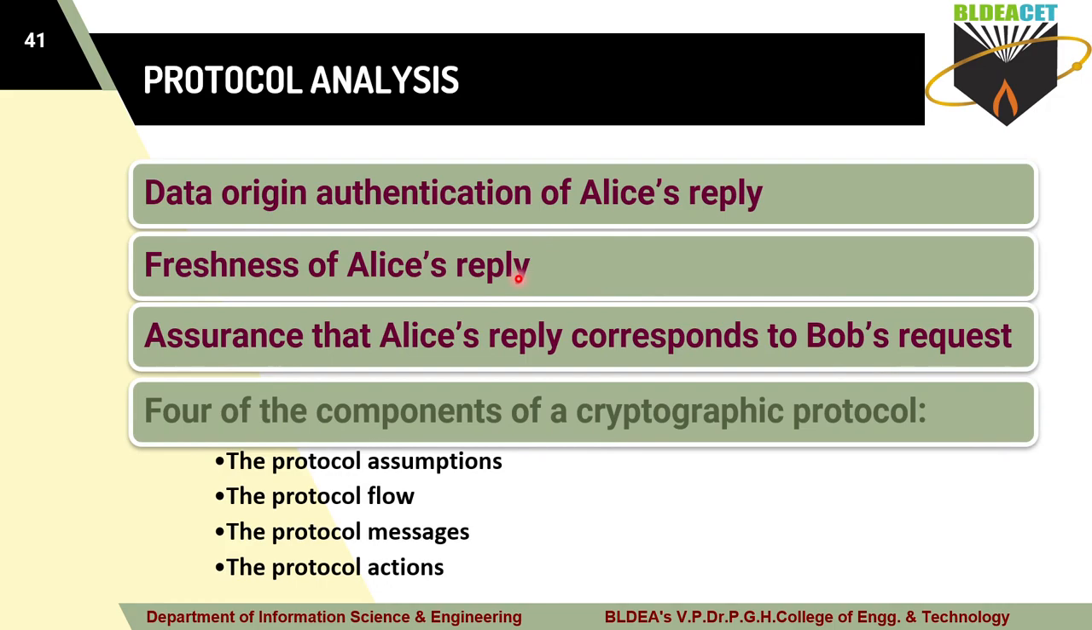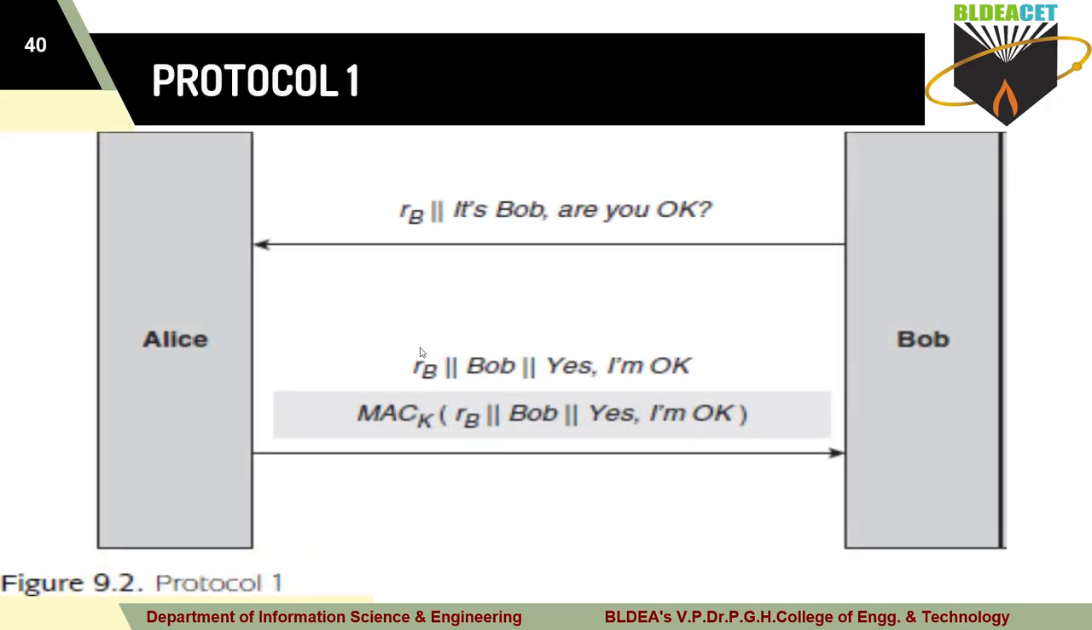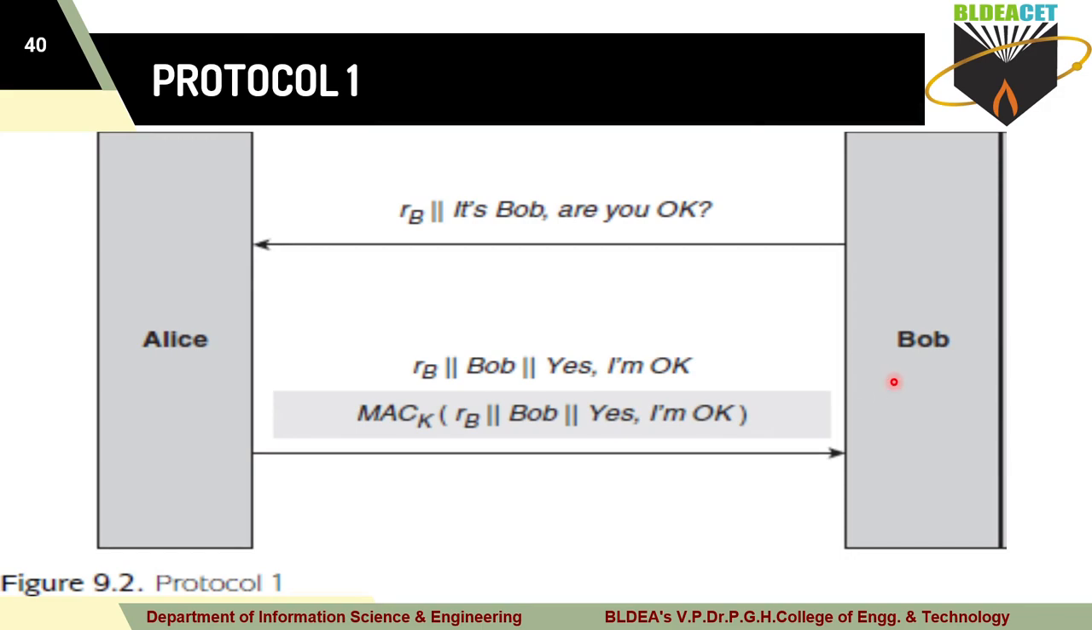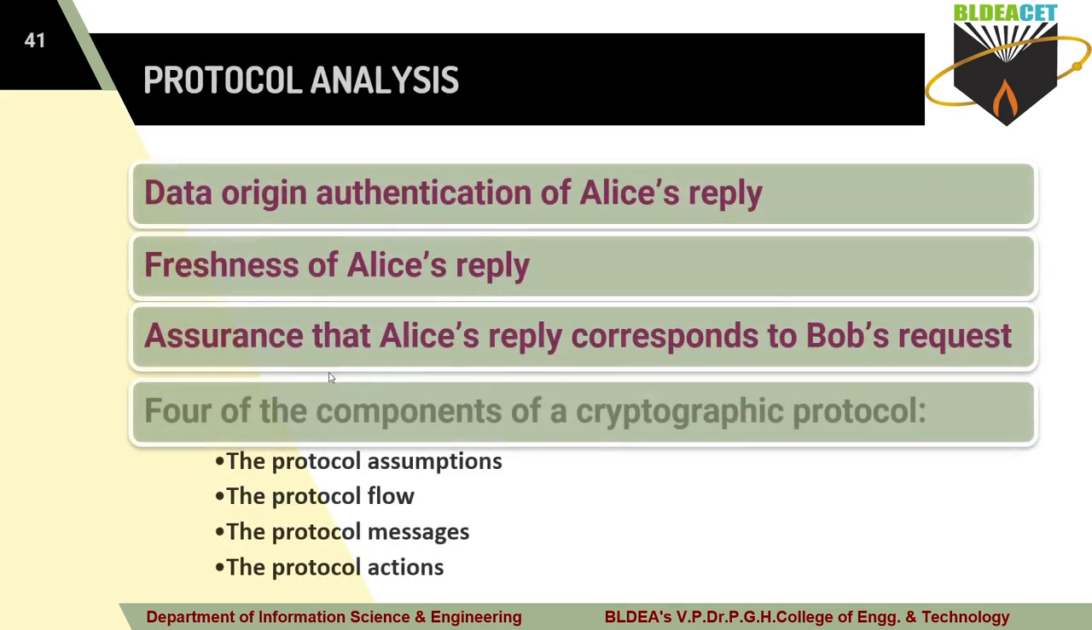Next, freshness of Alice's reply. To prove freshness, you use the nonce. You already know that a nonce is one of the mechanisms that proves freshness. Then, assurance that Alice's reply corresponds to Bob's request. How do we assure that this is the reply to Bob's message? The RB nonce is sent by Bob, and the reply also contains RB and the identification of Bob. This indicates that it is the reply to whatever was received by Bob, which assures that Alice's reply corresponds to Bob's request.